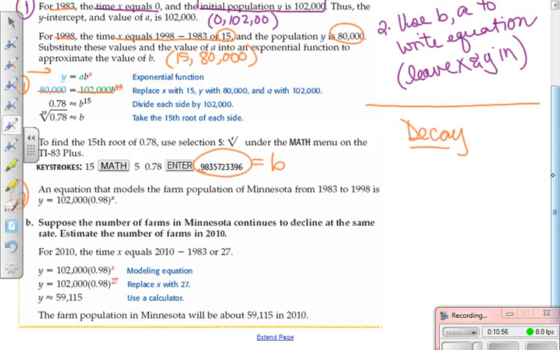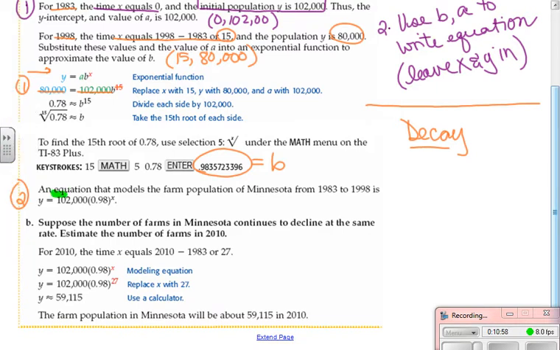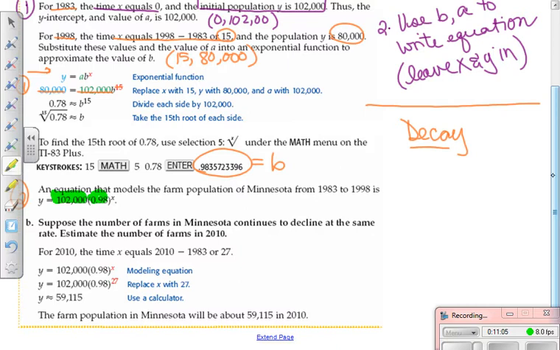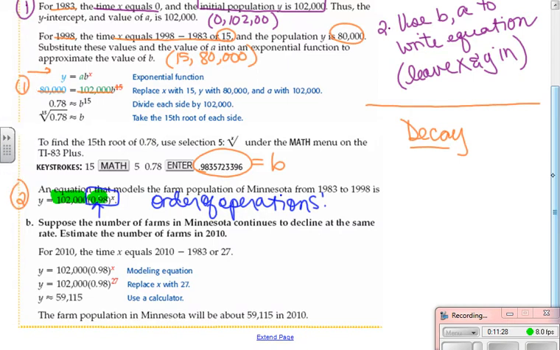So then I go back and I insert my a, my initial value, my b, and I leave y and x in the problem. Now remember, order of operations: you have to do exponents before you can multiply. So you cannot simplify. This would have to be done first. So you cannot multiply 102,000 times 0.98 to simplify this. So then once you have an equation, you can figure out some things.